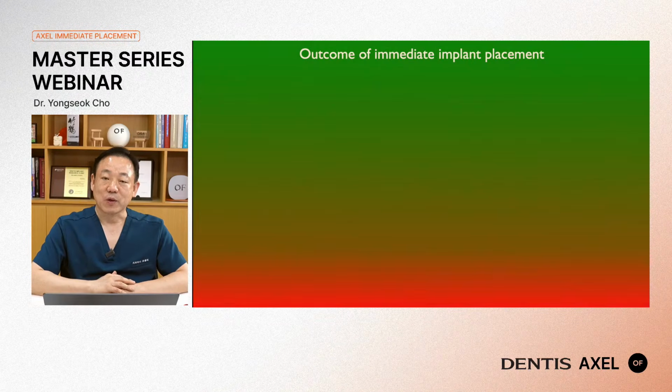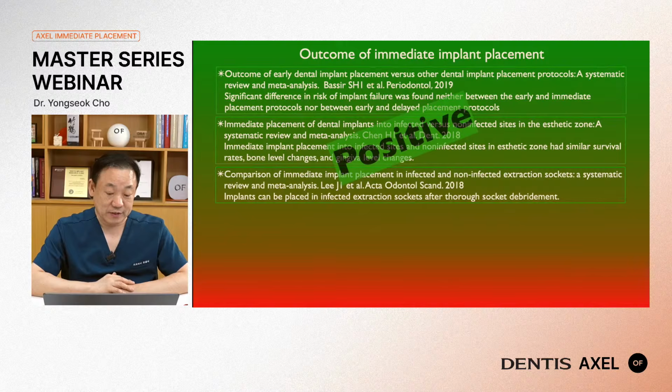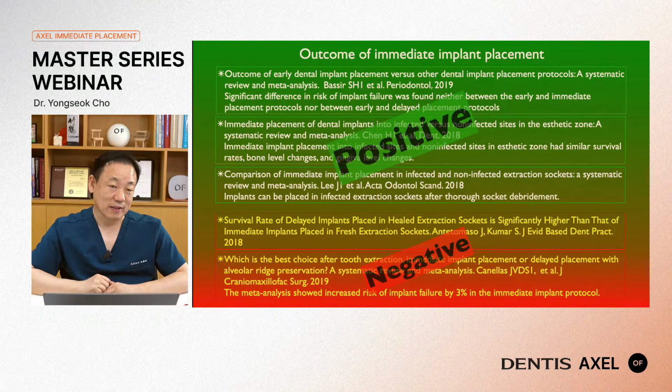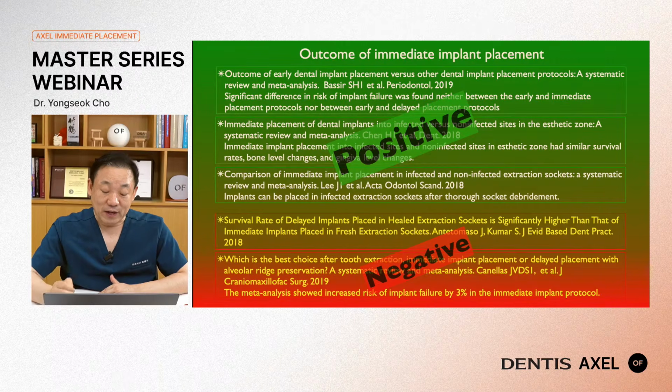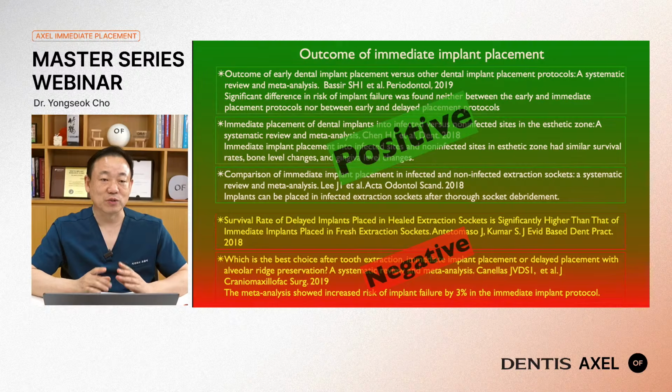What about the outcome of immediate implant placement? Many papers say that the success rate of immediate implant surgery is good. But there are also papers that say it is a little bit lower than late implant or delayed implant. In my experience, I feel that the failure rate is a little higher when I do immediate implant surgery after extraction. So immediate implant surgery is very popular, but you must choose a good case to make a more reliable outcome.